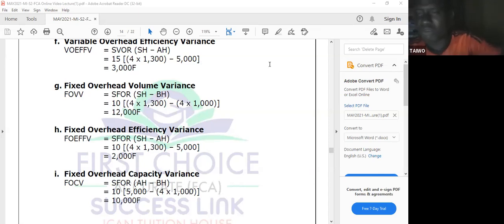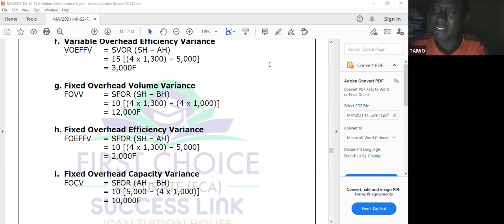Now, fixed overhead volume variance simply means over or under absorption of fixed overhead that is due to the volume difference. That's what you budgeted to produce and what you actually produce. That difference in the volume of production, and its impact on the over or under absorption of fixed overhead, is what we call fixed overhead volume variance.